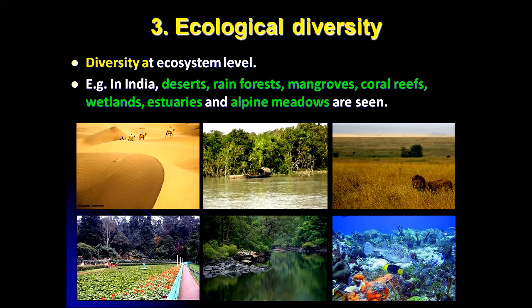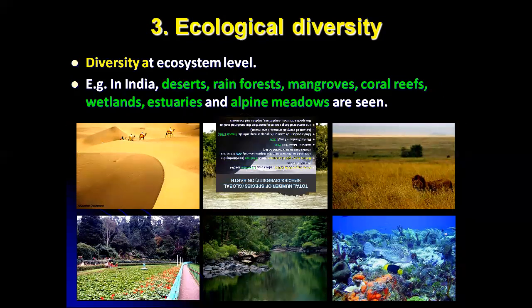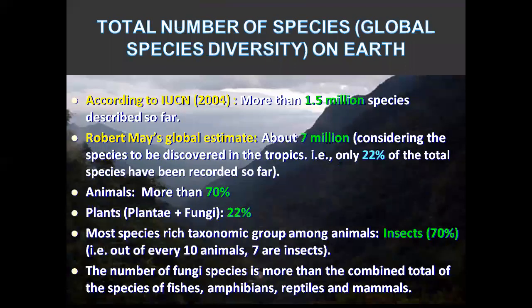Like in India, desert, rainforest, mangroves, coral reef, wetland, estuaries, and alpine meadows, we can see there in India. We have the greater diversity. So what does diversity mean here? Along with the similarity, a specific thing is present in one particular place. One particular place having more kinds of specific things, what do you call that? Diversity.